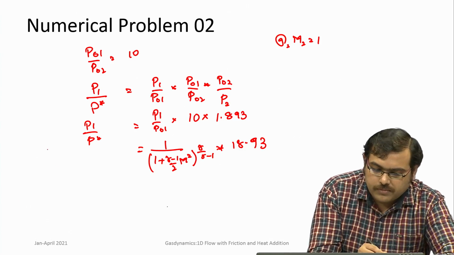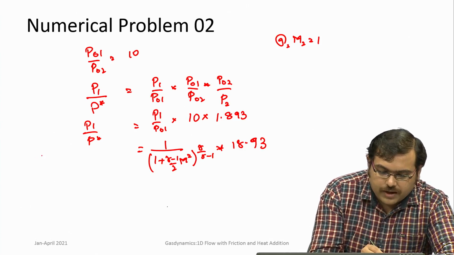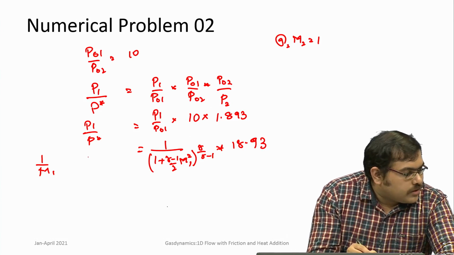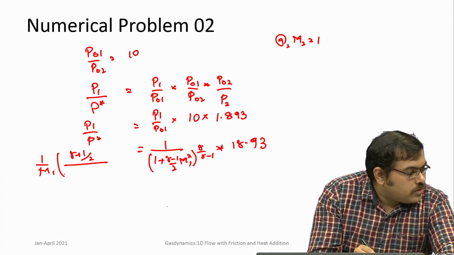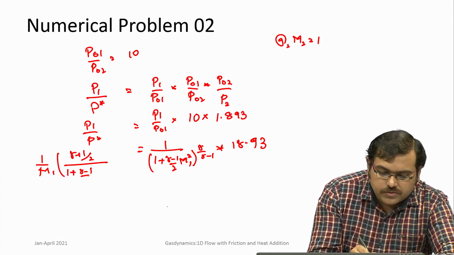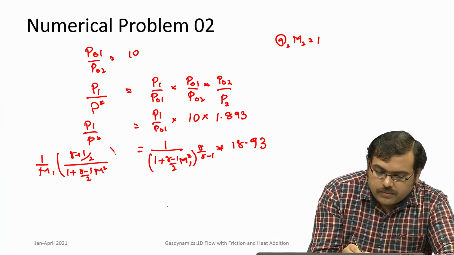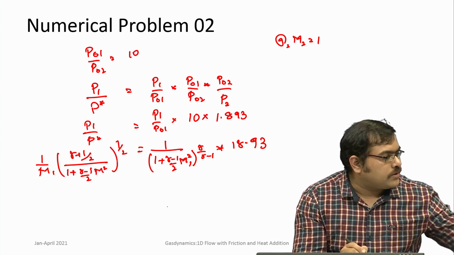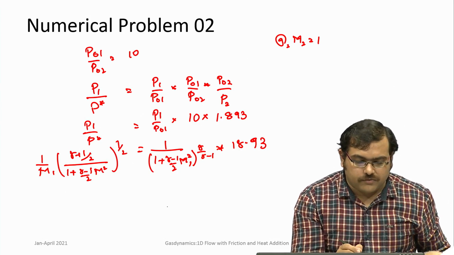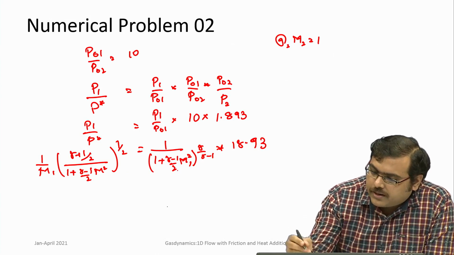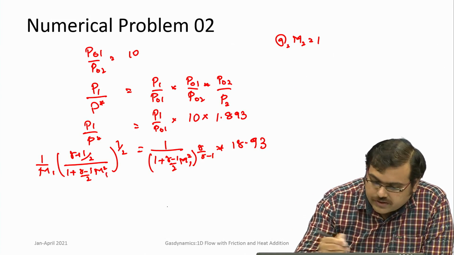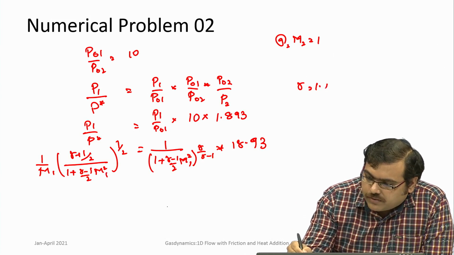And what is P1 by P star? This is from Fanno flow, this is across the pipe, that is 1 by M1 multiplied by gamma plus 1 by 2 divided by 1 plus gamma minus 1 by 2 M square, the whole power 1 by 2. Okay. So, this is what we know from Fanno flow. Okay. So, now we have an equation solely in terms of gamma and Mach number, which is M1 here, where gamma is equal to 1.4.